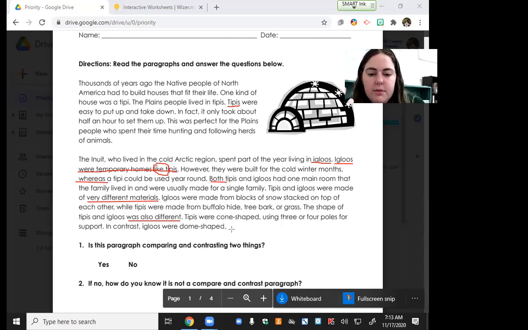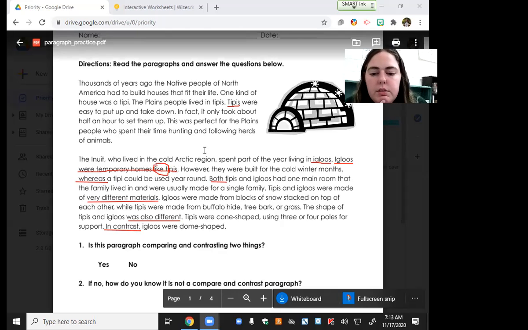The shape was different. One was cone-shaped using 3 or 4 poles for support. In contrast, that's one of our words. In contrast, igloos were dome-shaped. So we got a bunch of things here.